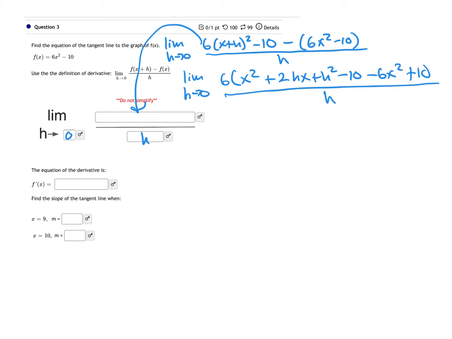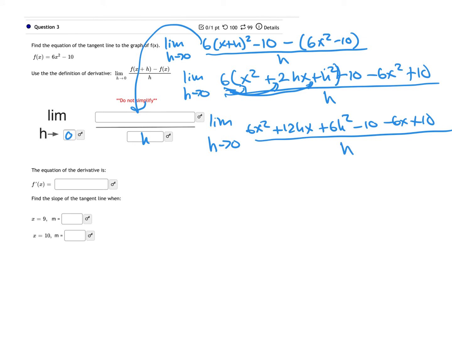So let's go ahead and see if I can, we need parentheses there, and see if I can simplify this a little bit more. So the limit as h approaches 0, I'm going to distribute this 6 to all of these. So that will be 6x squared plus 12hx plus 6h squared minus 10 minus 6x squared plus 10, all of that over h.